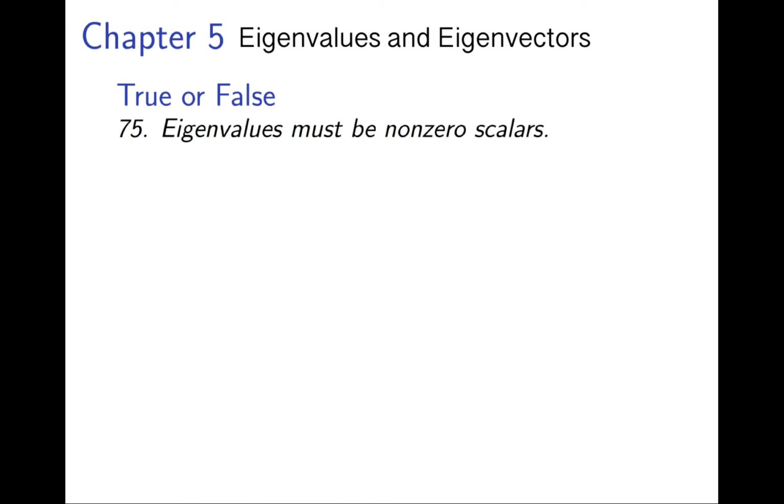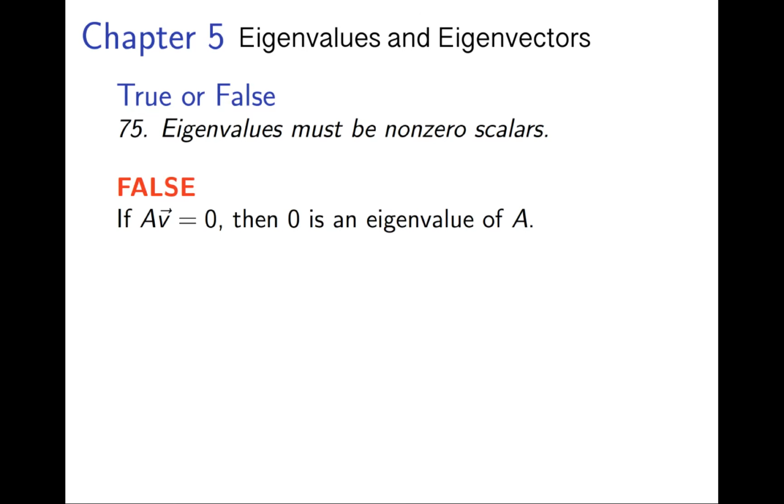Number 75. Eigenvalues must be non-zero scalars. That's false. If AV equals 0, then 0 is an eigenvalue of A. There's no condition that says it can't be 0.